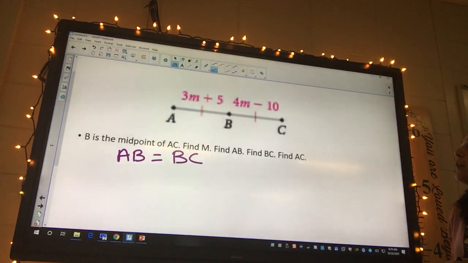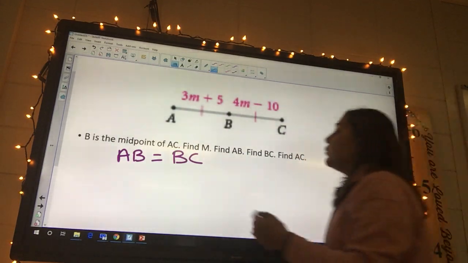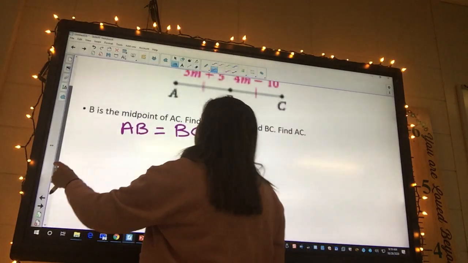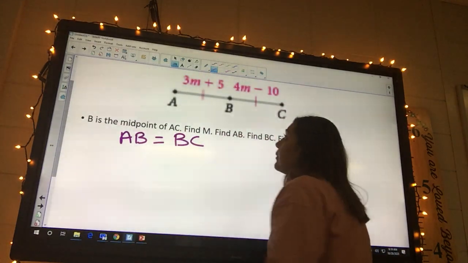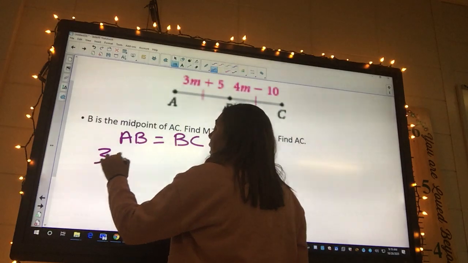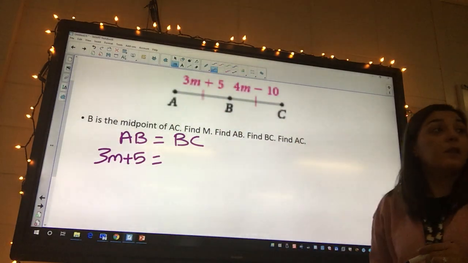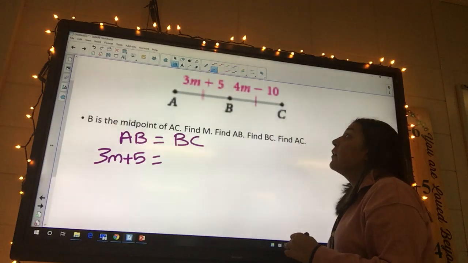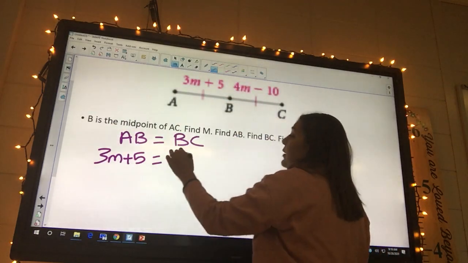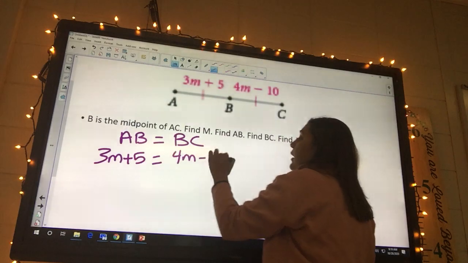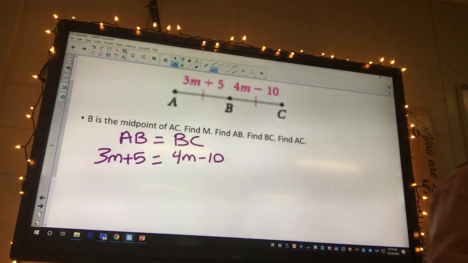Okay, so it says find AB, find BC. Well, it's labeled. What is AB? 3m plus 5. 3m plus 5 equals, what's our BC? 4m minus 10. BC is 4m minus 10. Something tells me we're going to be combining like terms. Okay, so I got 3m plus 5 equals 4m minus 10.